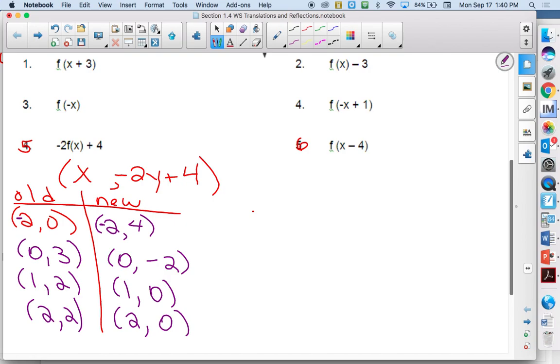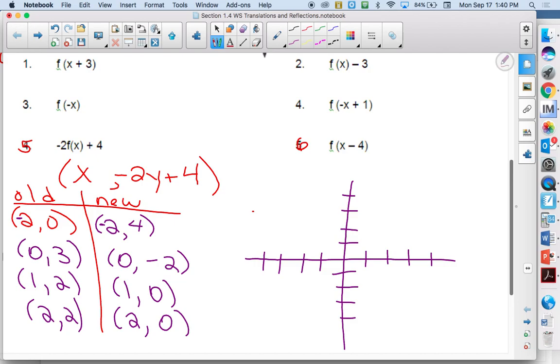So then you were asked to graph it, and I'm just going to kind of sketch it over here. So at negative 2, it's now up at 4. That kind of shows us that's like the shift up. It's shifting vertically up 4. The next point we have is 0, negative 2. And then we have 1, 0, and 2, 0.